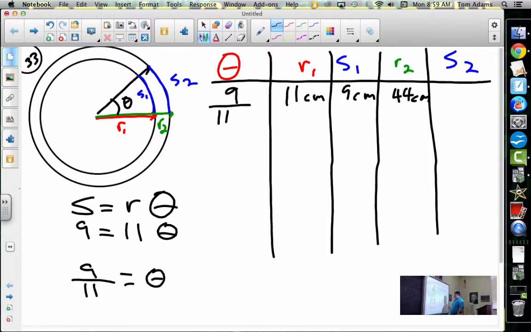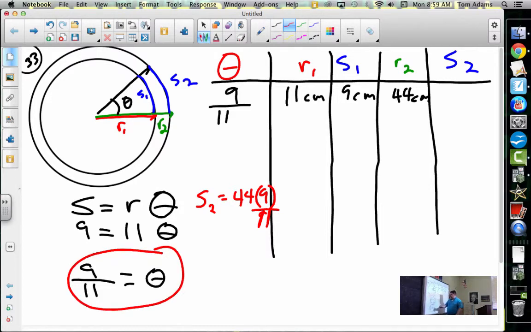Does that make sense? Now to find S sub 2, which I'm going to do in a different color, I take the second radius, which is 44, and I multiply that by my 9/11ths, which is theta. So the 44 and the 11 cancel, and I get 4 over 1, so I get 36. Do you guys see how that works?